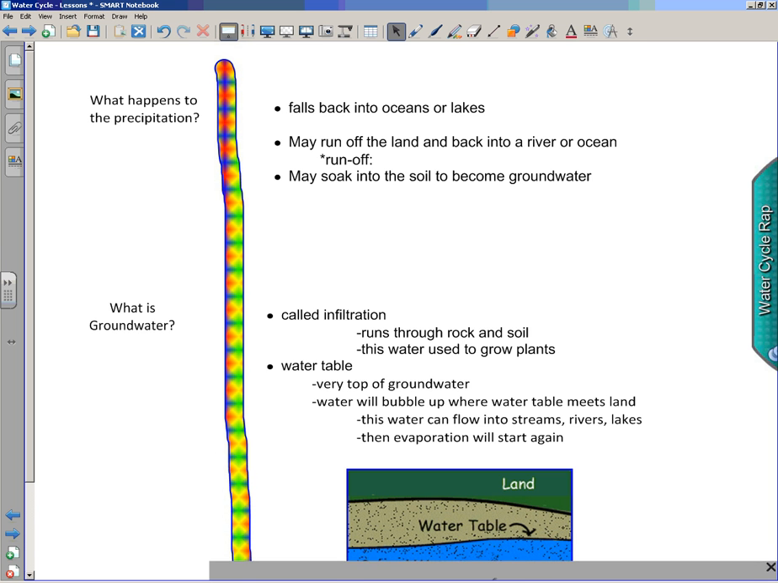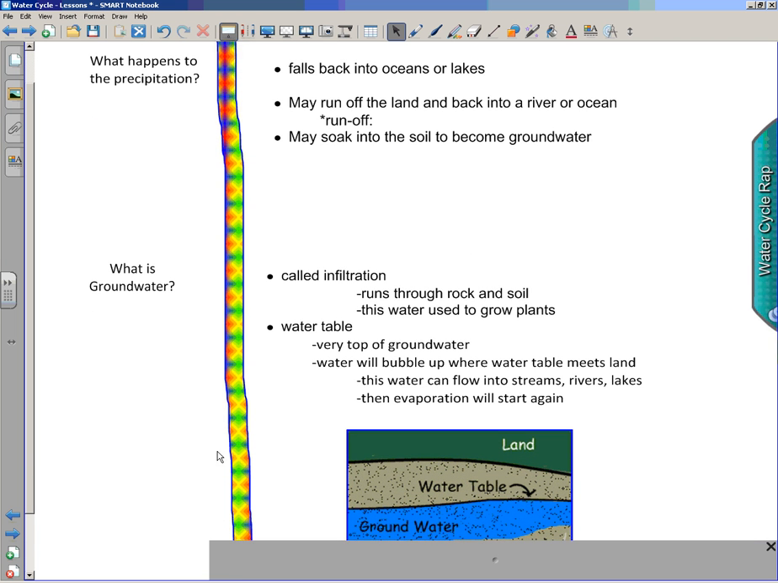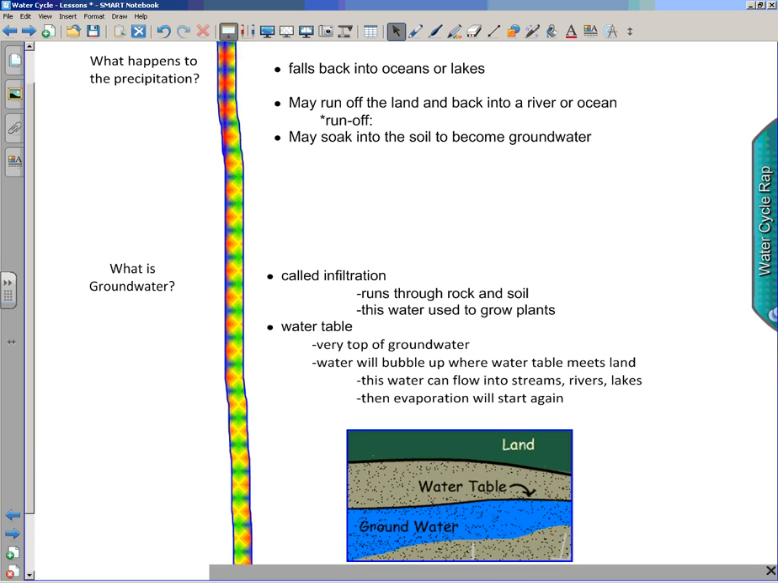And then you can see a diagram of where you have the land, then you have the water table underground. Okay, that's the very top of the groundwater, and then you can see the area of groundwater. You might want to make a sketch in your Cornell notes that shows this. And if you need to pause or rewind, feel free to do that throughout this online recorded lesson.